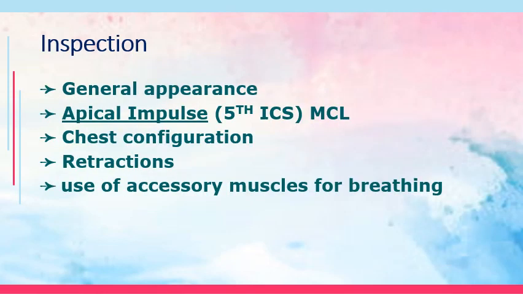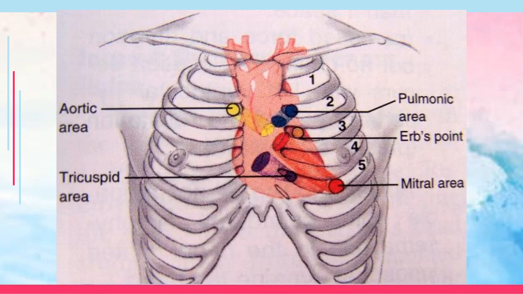For the physical examination, we will start with inspection. So you need to check again the general appearance, and then you need to check for visible pulsations, especially on the apical impulse. Your apical impulse is located on the fifth intercostal space, mid-clavicular line. You also need to check for chest configuration, retractions, and the use of accessory muscles for breathing. When we are inspecting the chest, we would also want to inspect these five areas: your aortic, pulmonic, Erb's point, tricuspid area, and mitral area. You need to memorize the location of these areas.